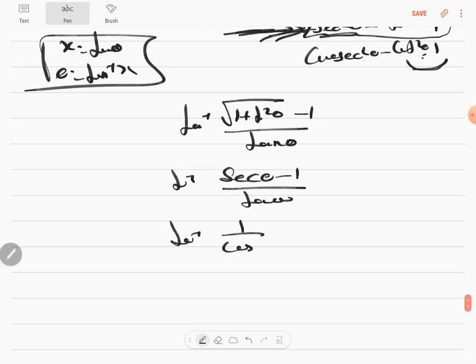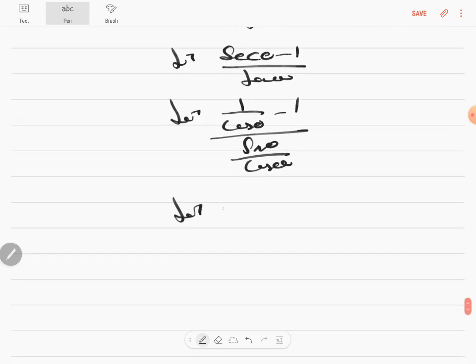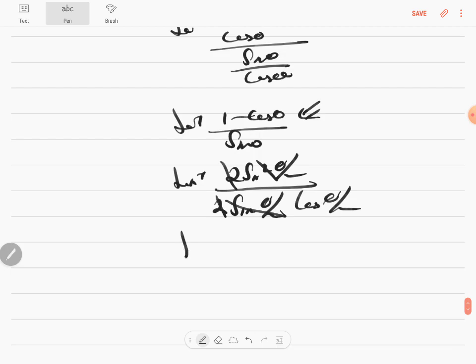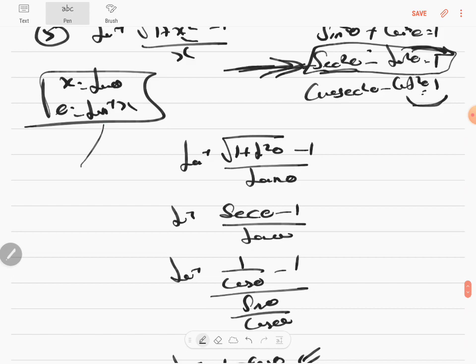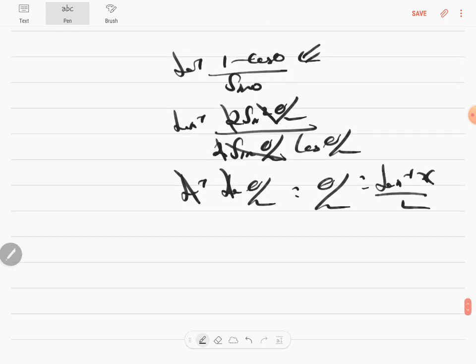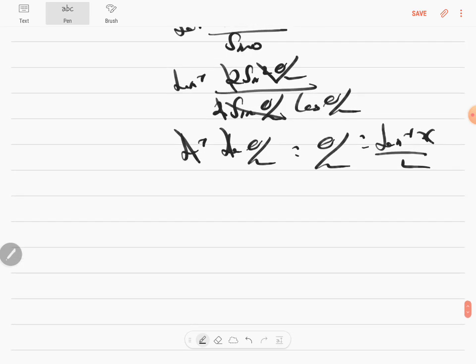Which is tan inverse of 1 by cos theta minus cos theta by sin theta, which is tan inverse of 1 minus cos theta by sin theta, because cos theta will get cancelled. Whenever you see 1 minus cos x, it is 2 sin square x by 2. And sin theta can be written as 2 sin theta by 2 cos theta by 2. Where 2 and 2 get cancelled, sin and sin get cancelled, it becomes tan inverse of tan theta by 2. So the answer is theta by 2, and theta is tan inverse of x. So the answer is half tan inverse of x. So that's one sum which is interesting, which is the substitution method.